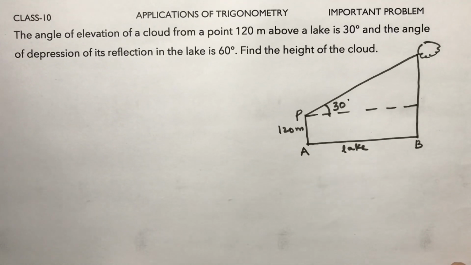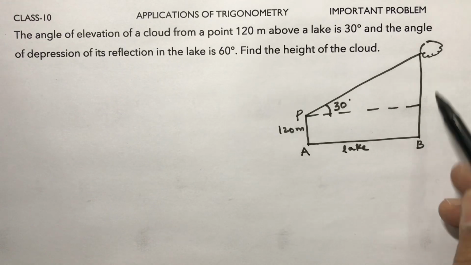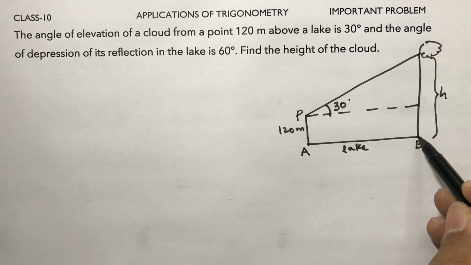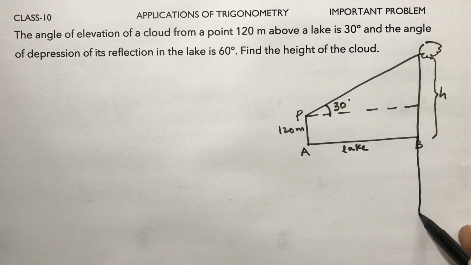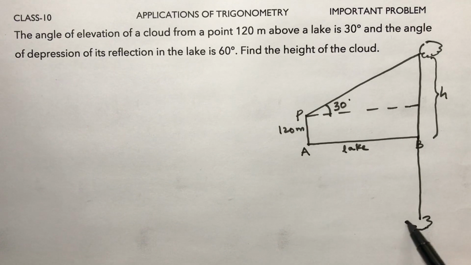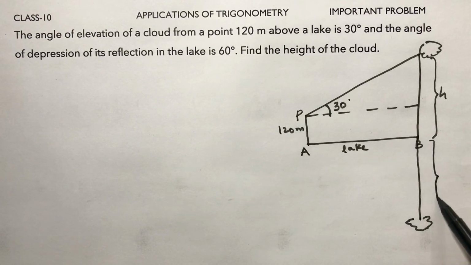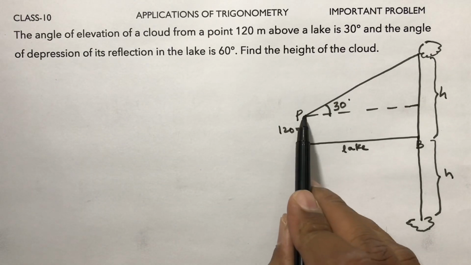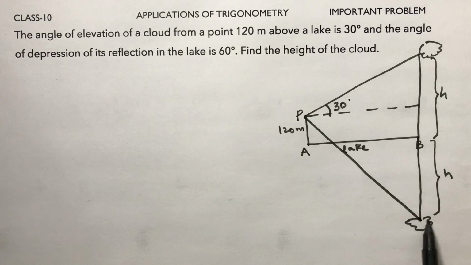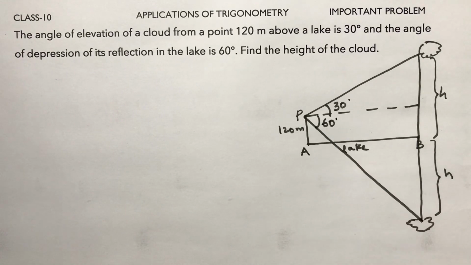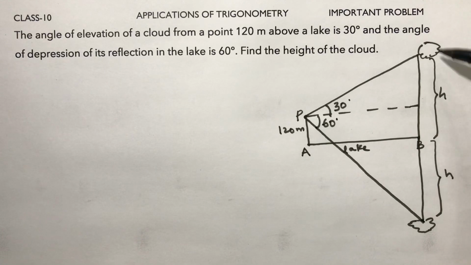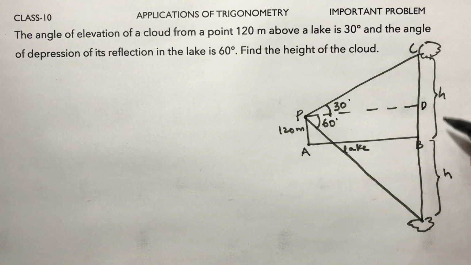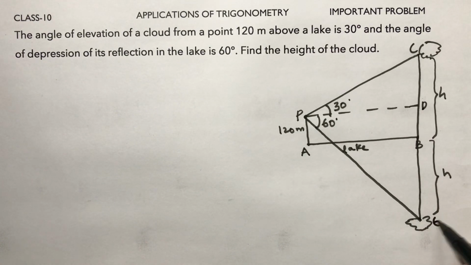Here, for the reflection, this lake will act like a plane mirror. So this is the height of the cloud, and its image will also come at the same distance here. Here will be the image. So this also will be H. The angle of depression of its image here is 60 degrees. So we need to find the height of the cloud, meaning we need to find BC. This point you can consider as D and this point as E.